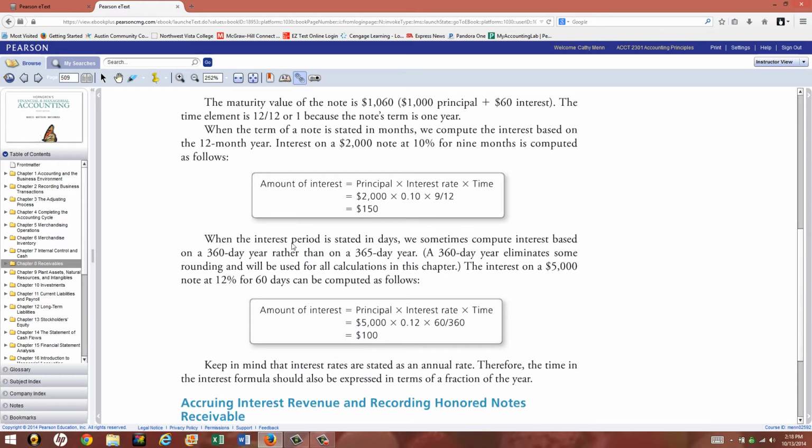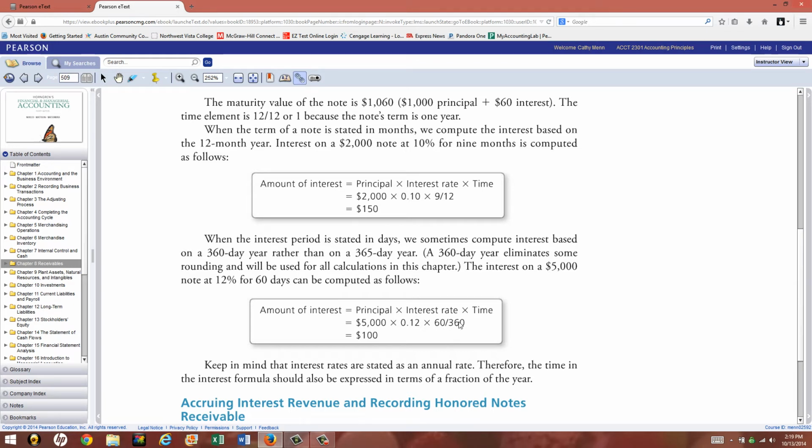It says when the interest period is stated in days, we sometimes compute the interest based on 360 rather than 365. So if we had a principal amount of $5,000, the interest is 12%, we would multiply that times 60 days over 360. If you don't put in this amount, you're not prorating it for the 60 days. If you just take 5,000 times 12%, that gives you the interest rate for the whole year. So you have to be sure and remember to put in the number of days over 360.